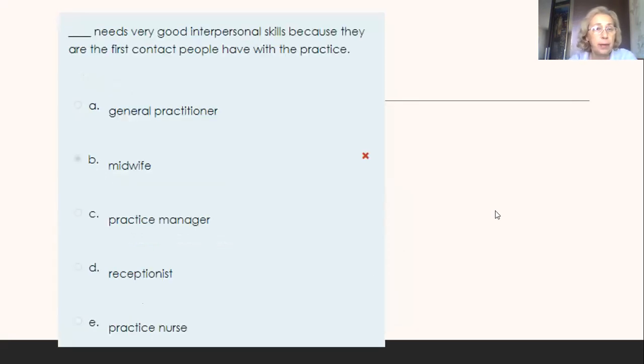Well, then also the same jobs. This person needs very good interpersonal skills, because they are the first contact people have with the practice. When the patients come to a clinic, they meet whom? Receptionist. Exactly. Reception. That is why I don't know why somebody has chosen another word.